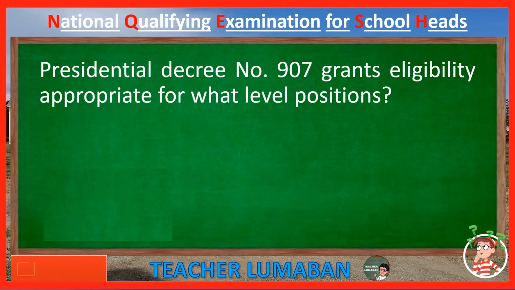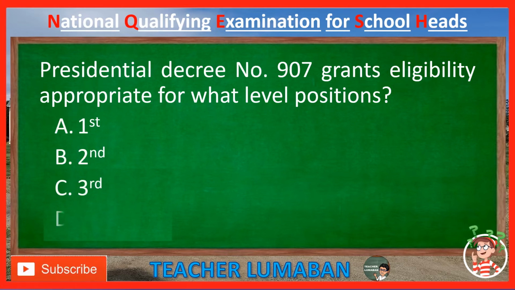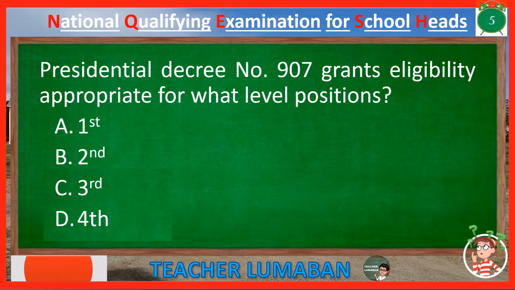Presidential Decree Number 907 grants eligibility appropriate for what level positions? Letter A, first. Letter B, second. Letter C, third. Letter D, fourth. Choose the suitable answer based on the given choices in 5 seconds. 5, 4, 3, 2, 1. The correct answer is letter B, second. Presidential Decree Number 907 grants eligibility appropriate for second level positions.